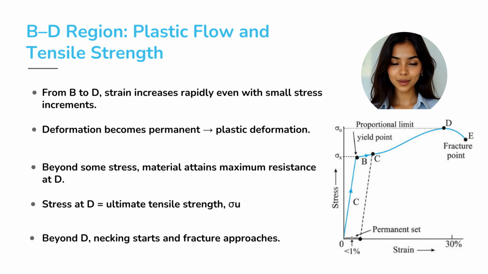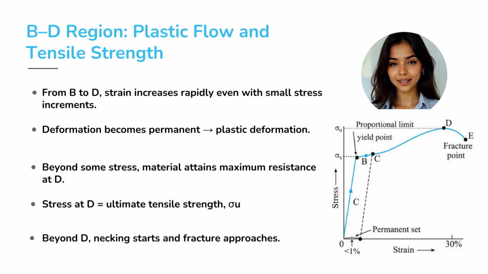Now comes the drama. From B to D, the wire behaves plastically. Here, even small increases in stress produce large increases in strain. In plain words, the material is permanently deformed, it won't return to its original length. This is the plastic deformation region.